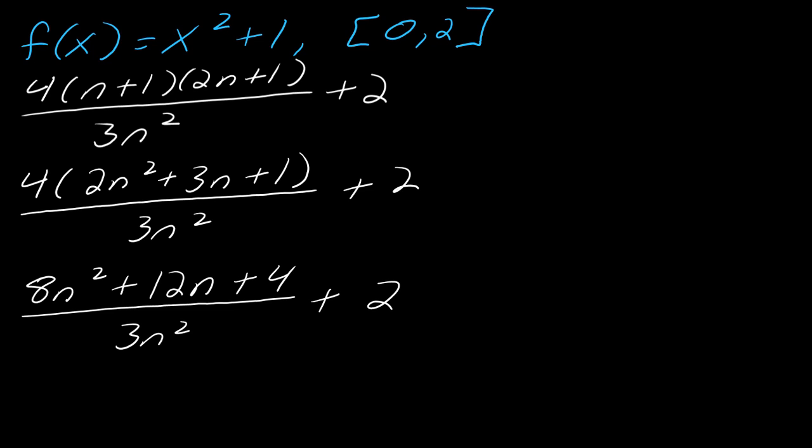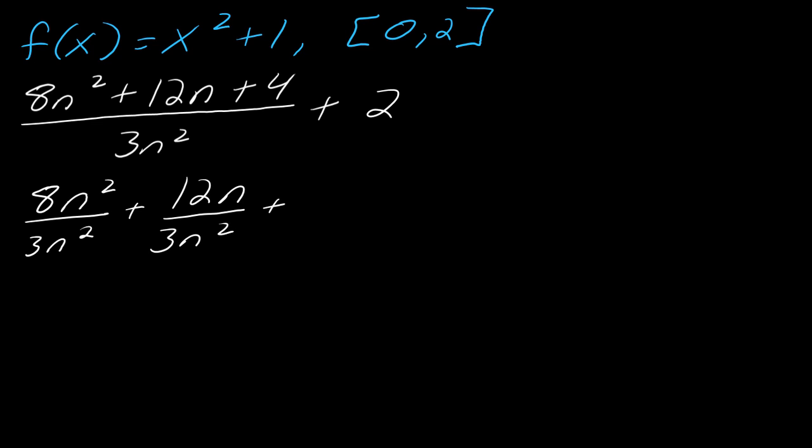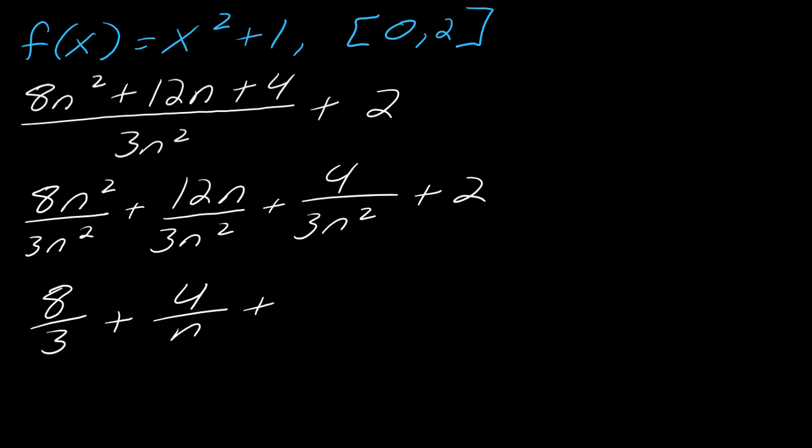And now the last thing that I want to do is break this up. So I'll clear some space one more time. Now I'm going to break this fraction into pieces. So this is 8n squared over 3n squared, this is 12n over 3n squared, this is 4 over 3n squared, all of that plus 2. And now I can simplify those little fractions. So this becomes 8/3 plus 4 over n plus 4 over 3n squared plus 2.